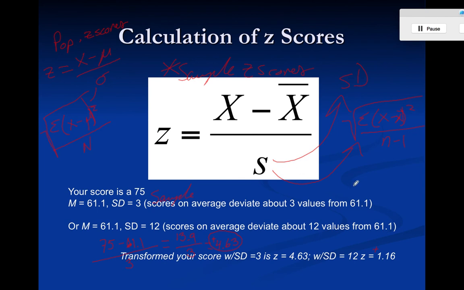your z-score is dividing by the standard deviation. In one instance, it was dividing by 3. In another instance, it was dividing by 12. So in our second example, we're saying, hey, look, scores are more spread out within your data set. Within your group, scores are much more spread out than they were in the first example. Since there's a lot more dispersion, it's feasible here that scores are around the mean by about 12 points because there's so much deviation.